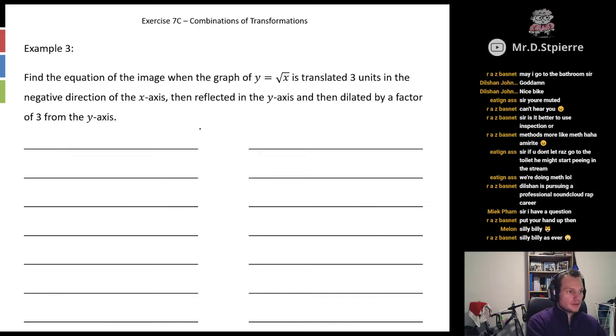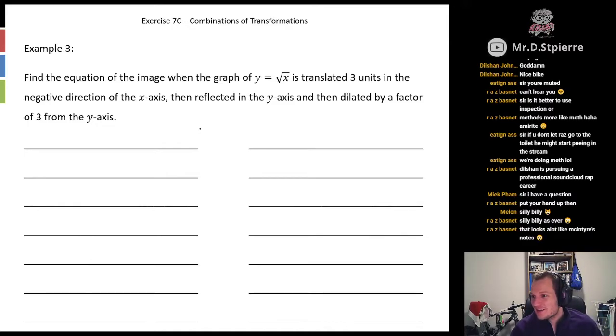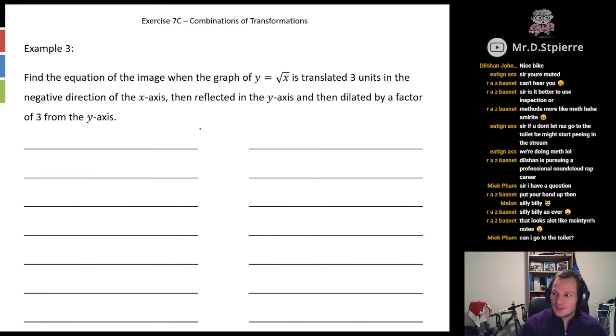Divide by factors. So, having you guys still. Mike has a question. Fire away, Mike. If you have a question, fire away. Looks a lot like McIntyre's notes. Yeah, they're modified McIntyre notes. He's got a good system. No need changing something that works well.